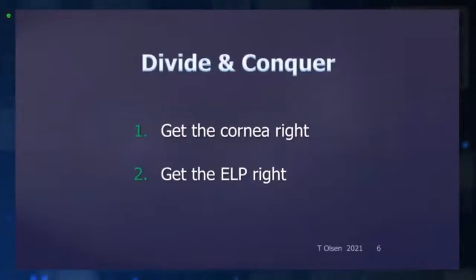So I would like to take another approach. I call it divide and conquer. I know it has been used in other aspects, but anyway, the main issues that we are facing today are really, we need to get the cornea right, and we need to get the ELP right.